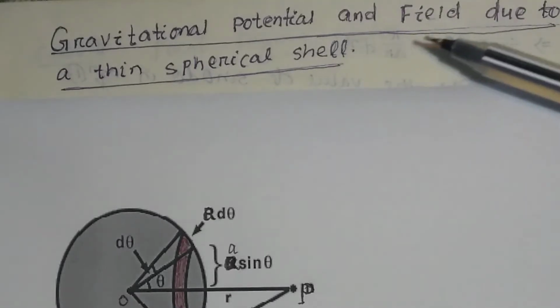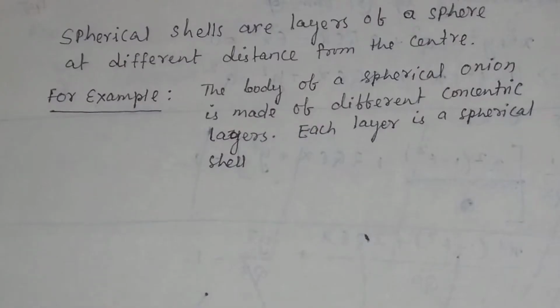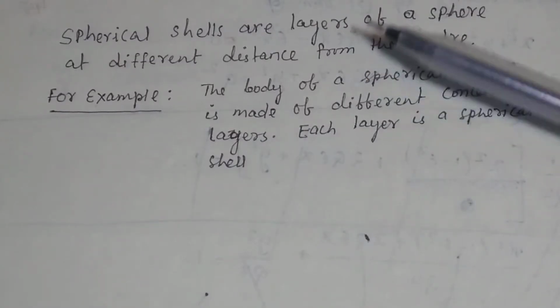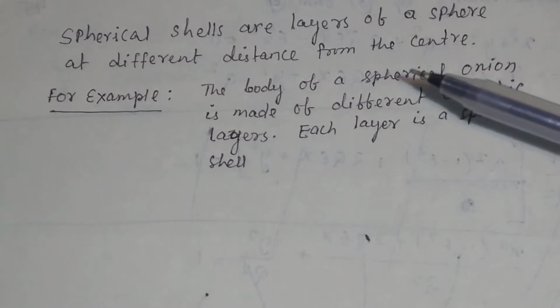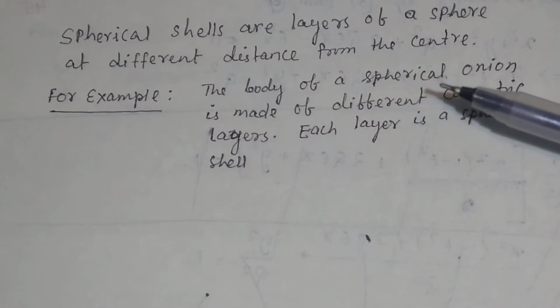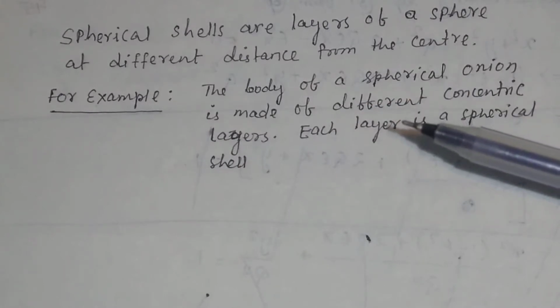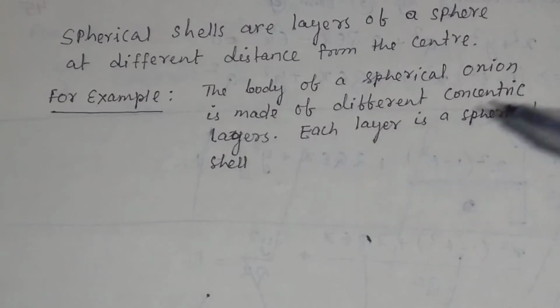Gravitational potential and field due to a thin spherical shell. What are spherical shells? Spherical shells are layers of a sphere at different distances from the center. For example, the body of a spherical onion is made up of different concentric layers, and each layer is called a spherical shell.